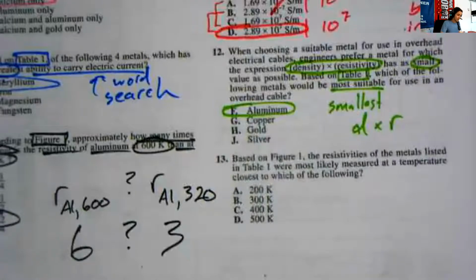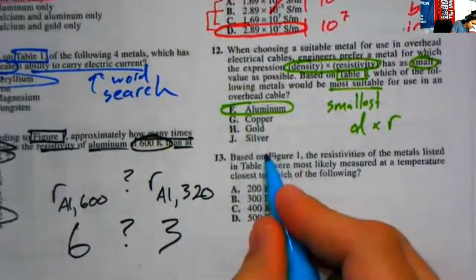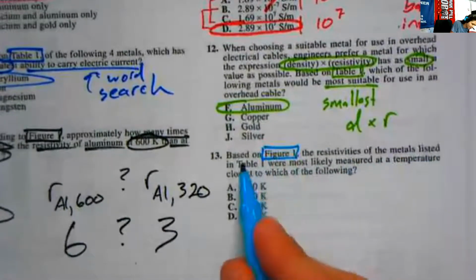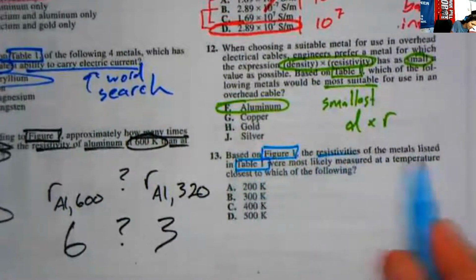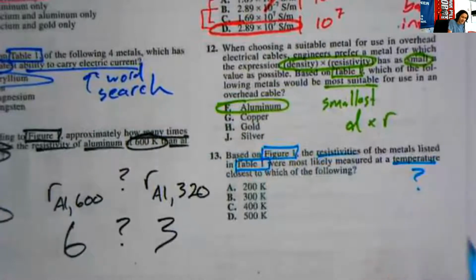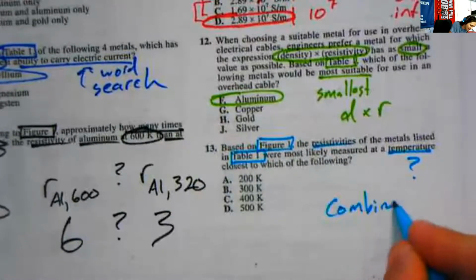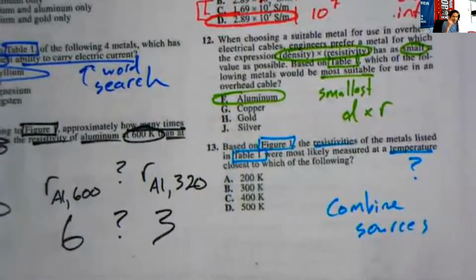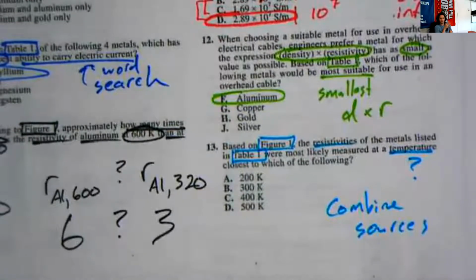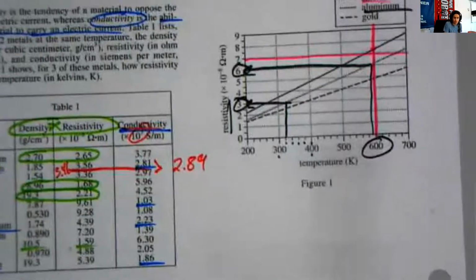So one left, and then you guys get to do some practice on your own. I'm going to do it for you. Number 13, based on figure 1, the resistivities of the metals listed in table 1 were most likely measured at a... oh, I gotta go back and figure out the temperature. All right, so I'm going to have to combine sources. When it tells you about 2 different tables, figures, whatevers, you gotta put that information together somehow to answer your question. So it's saying, okay, figure 1, we don't know the temperature that this occurred at.